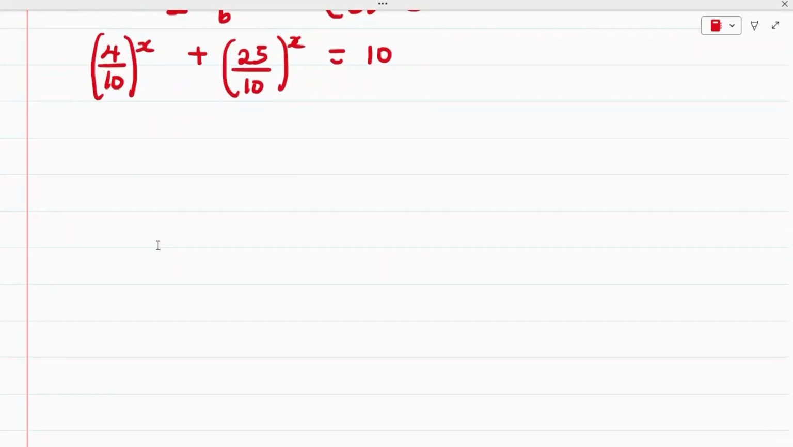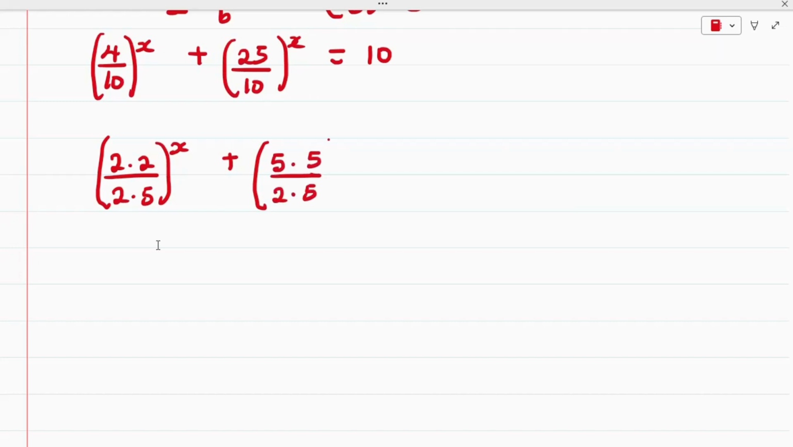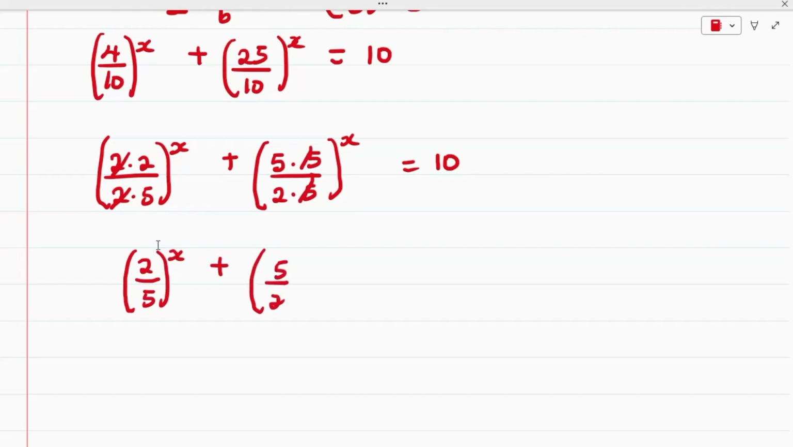So 4 can be expressed as 2 multiplied by 2, 10 can be expressed as 2 multiplied by 5, and this is raised to the power of x, plus 25 can be expressed as 5 multiplied by 5, divided by 10 expressed as 2 multiplied by 5, raised to the power of x. This is equal to 10. So we cancel out the common factors, and we have 2 over 5 raised to the power of x plus 5 over 2 raised to the power of x, and this is equal to what?